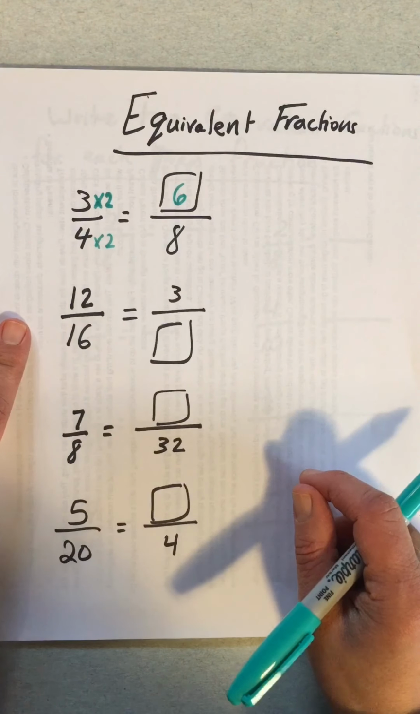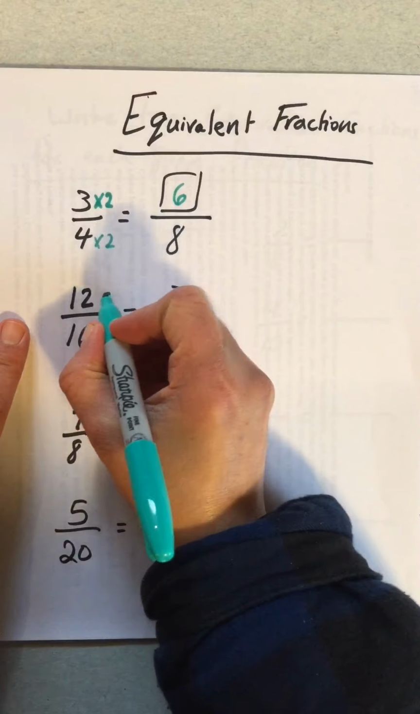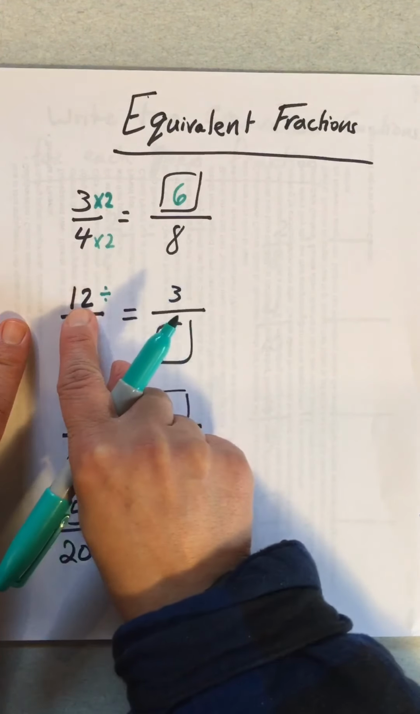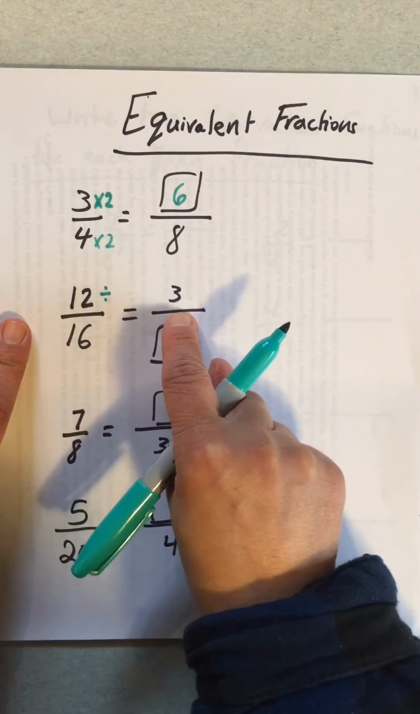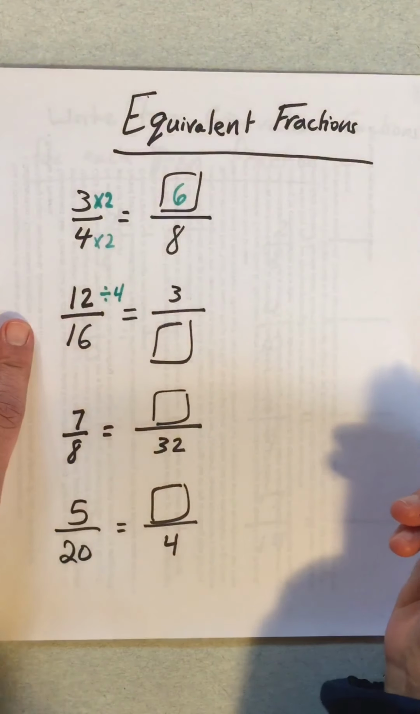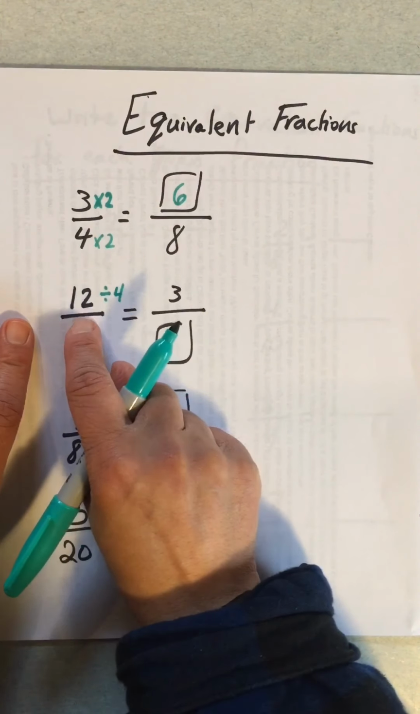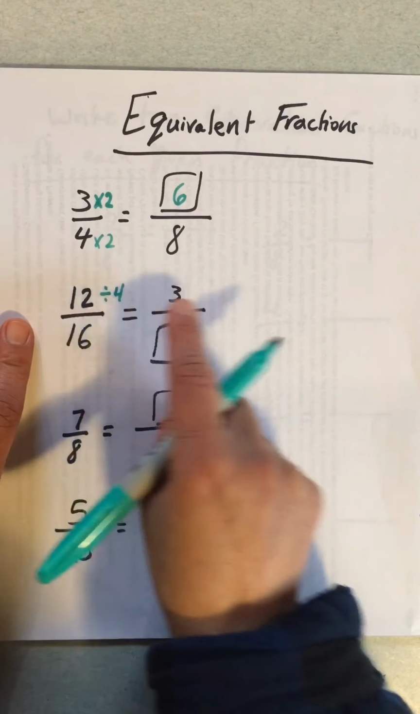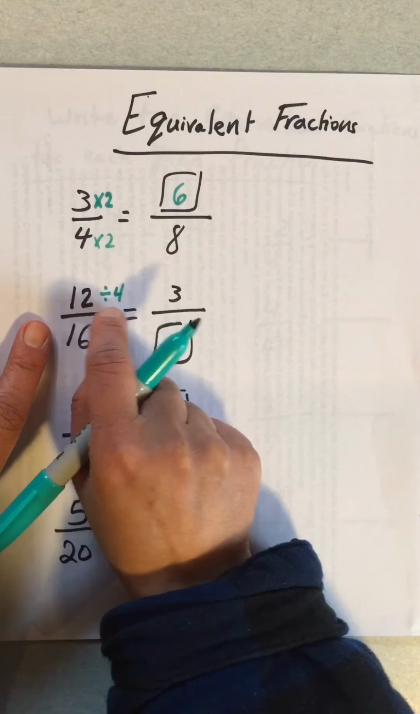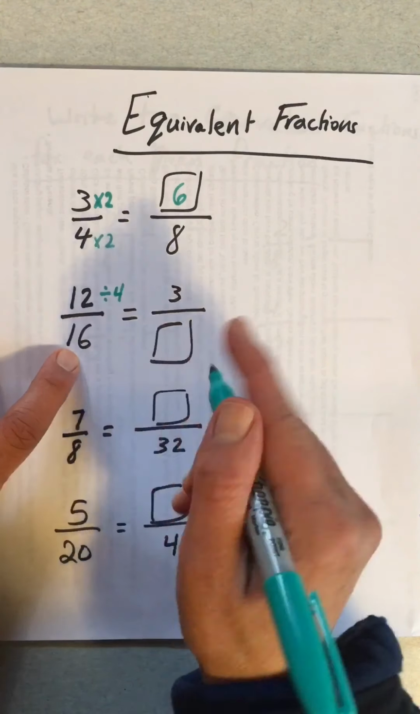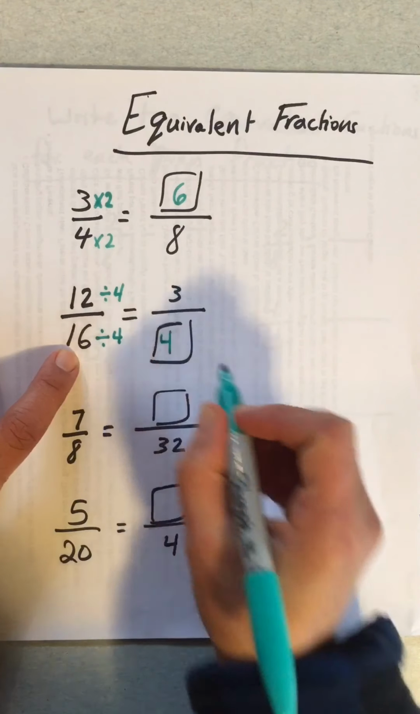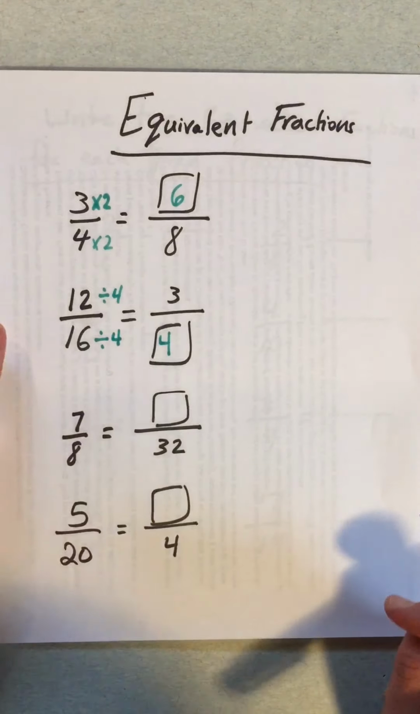So 12, how did it become a 3? Is it multiplication? No, it's division. How did I know it's division? Because 12 became a 3, and 3 is smaller. 12 divided by what gives me 3? 12 divided by 4 gives me 3. If I divide the numerator by 4, I have to divide the denominator by 4. 16 divided by 4 is 4 because 4 times 4 is 16, right?